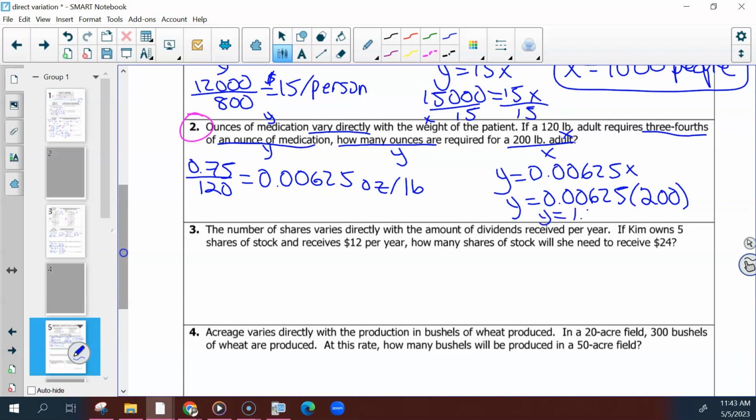So we're comparing the weight went up, and so did the amount of ounces, so you can say that's correct. Which we knew that already. Any questions on how we set up, solved, or got this answer?